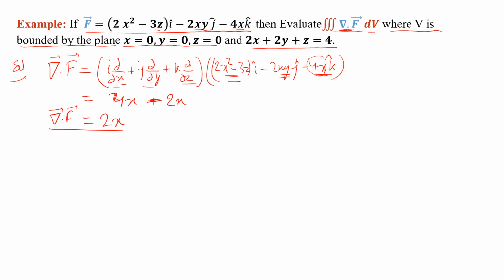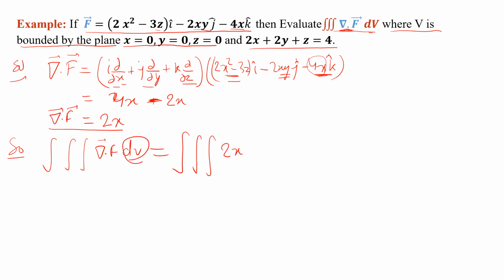Now because we have to evaluate the triple integral of del dot F dV, we take the triple integral of 2x, and in place of dV, which represents the volume, we write dx dy dz. Now you take the limits of x, y, z.